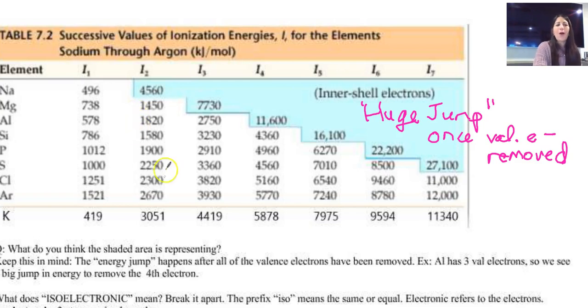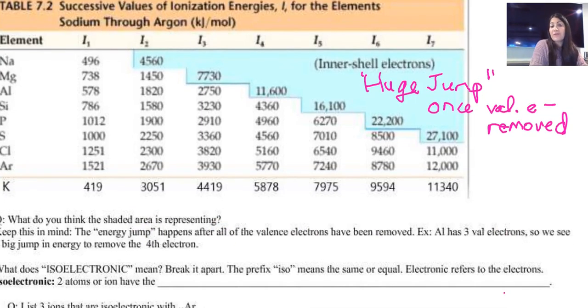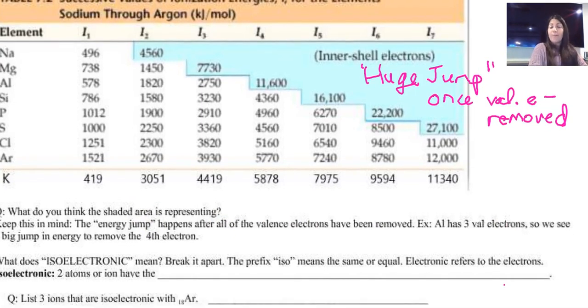So what do you think the shaded area is representing? That's after all of the valence electrons have been removed. It's again that jump after those outermost electrons are removed. The energy jump happens after all the valence electrons have been removed. And so we said, for example, aluminum has 3 valence electrons, so we see a big jump once we remove the 4th electron. Okay. What does isoelectronic mean?